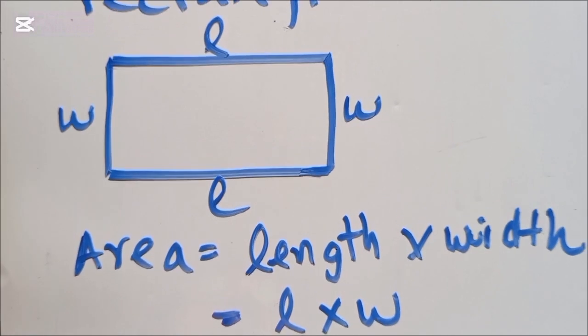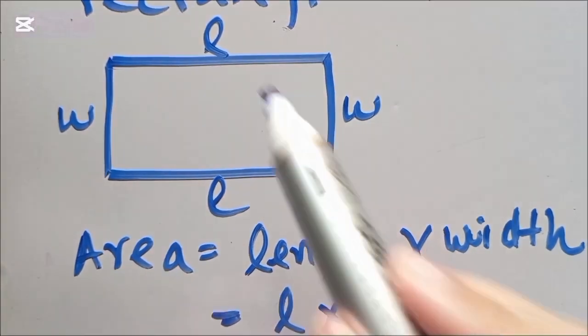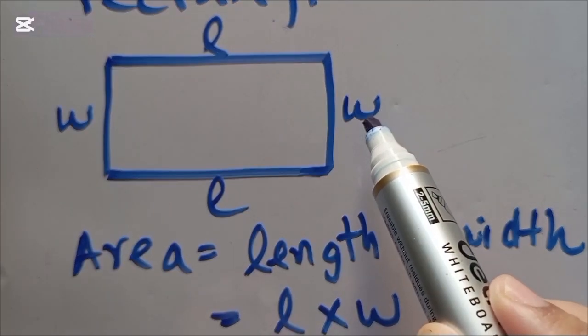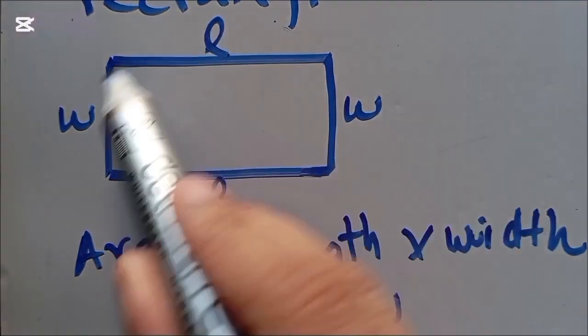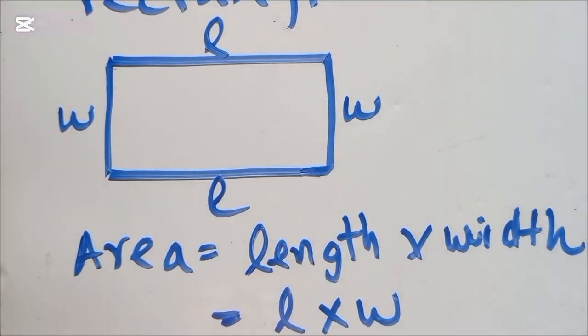It means that in area we just multiply length and width, and in perimeter we sum up all the lengths of the rectangle.